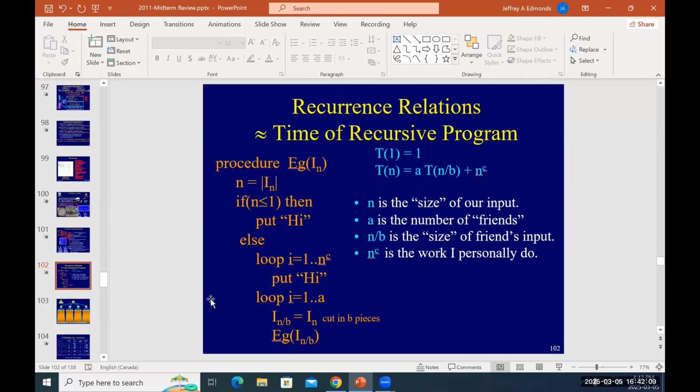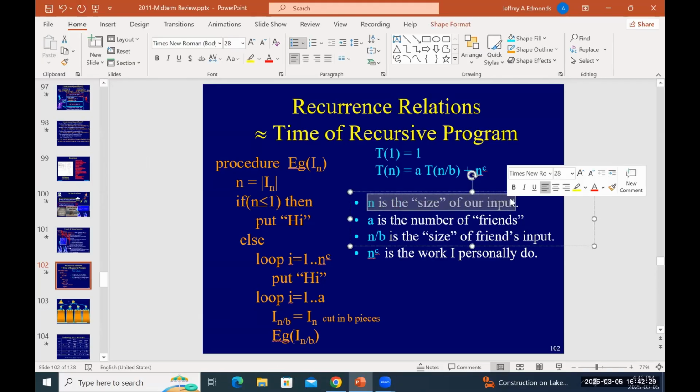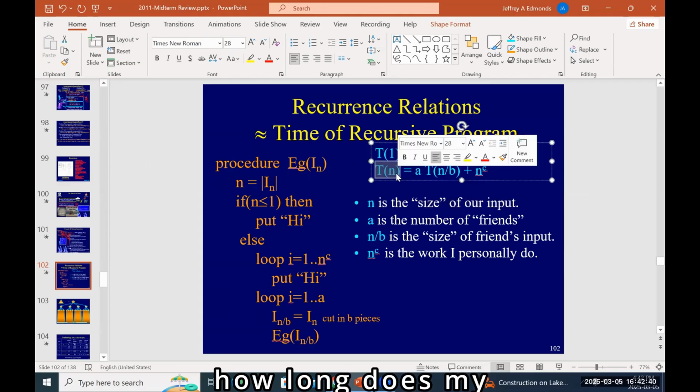Everybody get that? So another thing you're going to have to be able to do to graduate from this course is solve recurrence relations, all right? So you should be able to say, n is the size of our input. In this case, it could be a value or a number of bits or whatever. And T of n says, how long does my program run on the worst case input of size n, right?